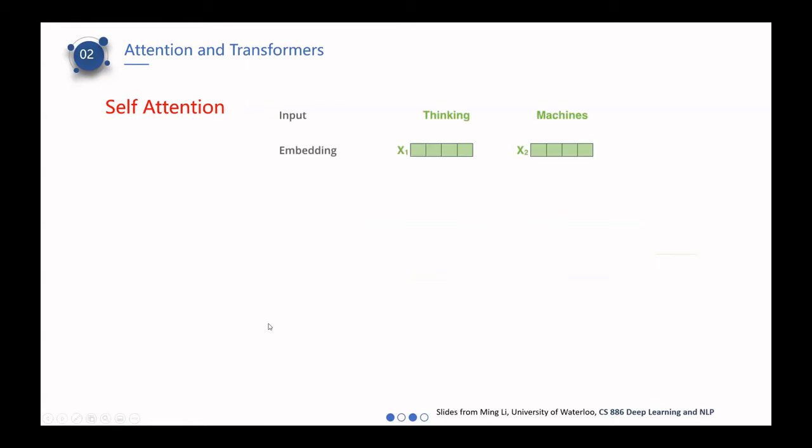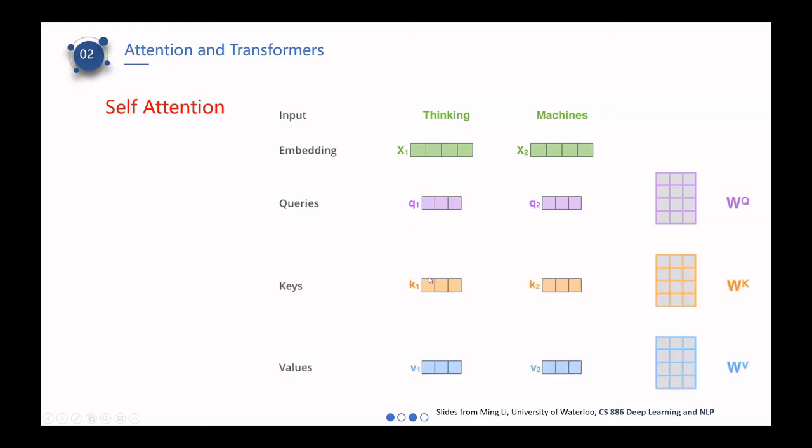Now let's look in more detail. We have 2 words. These are the embeddings, and we are going to do self-attention. As we talked about, we take this WQ matrix and multiply it with X1 to get Q1. For the second word, we get Q2. These are the queries. Likewise we get keys and values. So we have these 3 matrices. You already know that. That is the first thing.